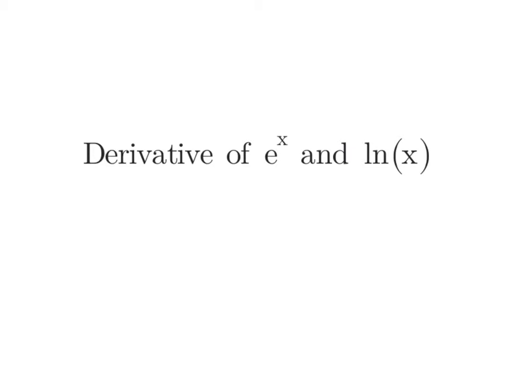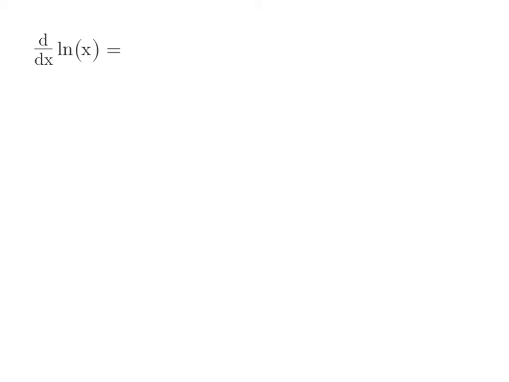Let's take some time to develop the derivatives of e to the x and the natural log of x. For the derivative of the natural log of x, we're going to have to use our definition, which is limit as delta x approaches 0. We'll have natural log of x plus delta x in the first function, subtract off natural log of x, and divide by delta x. Now, I know how this is going to go, and it's going to get kind of messy if I continue to use all these delta x's.